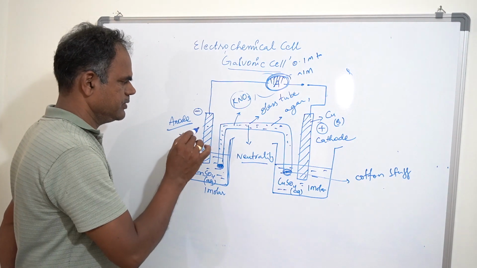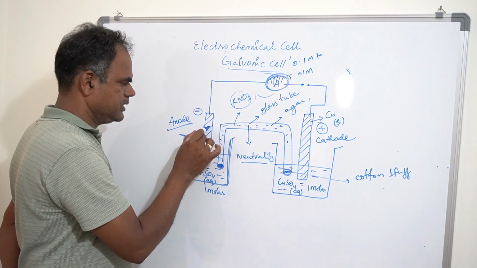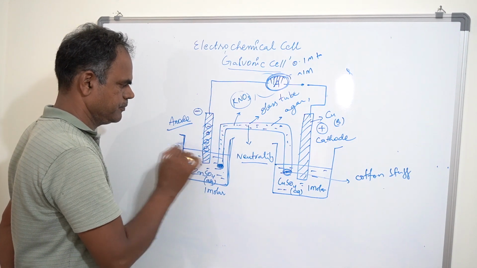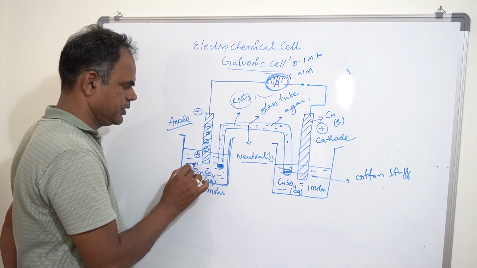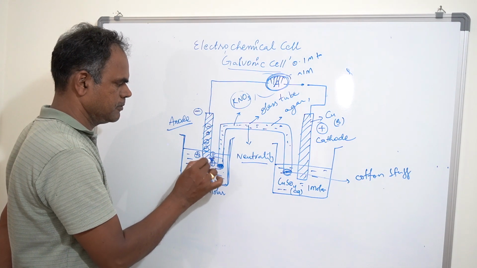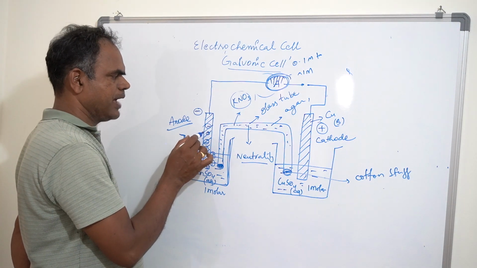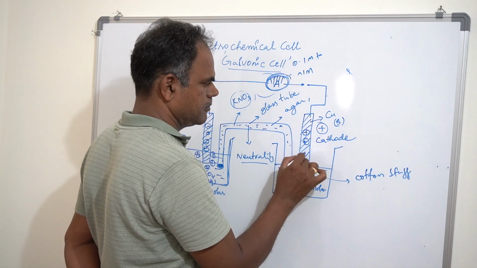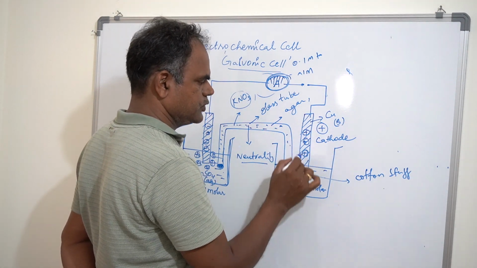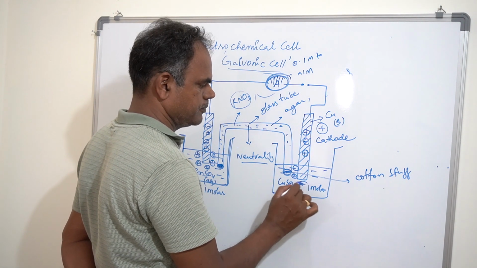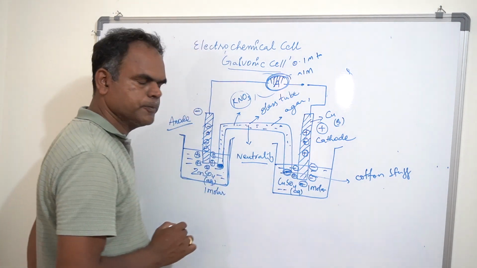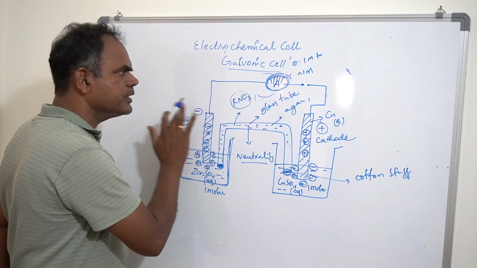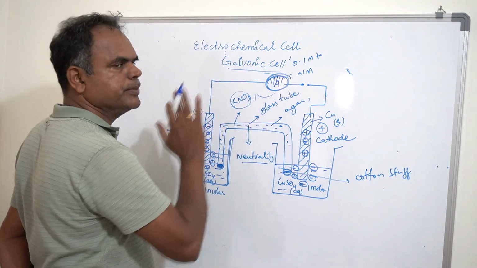I was talking about this in the previous video: in the zinc plate, at the center there is a negative charge and on the surface is a positive charge. The sign convention of the anode is negative. The sign convention of the cathode is positive, but on the surface it is negative. Cathode positive, anode negative. Both are connected through the wire through the ammeter.